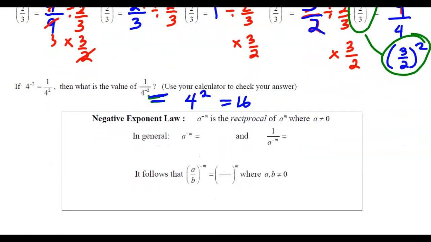So the summary here, if we have a to the -m, okay, that's the reciprocal of a to the m, and vice versa. So a to the -m is 1/a to the m.